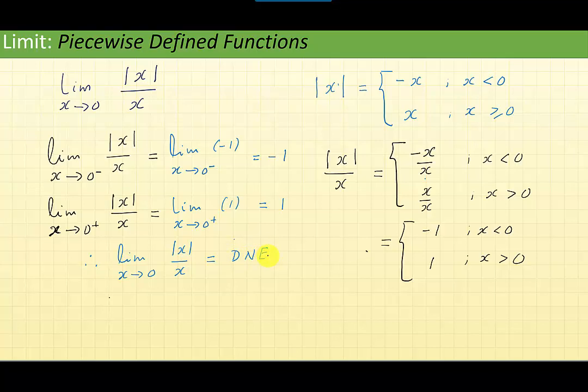Now, if you look at the graph of absolute value of x over x, it is negative 1 when x is less than 0, so it looks like this, and at 0 it is not defined, and it is positive 1 when x is greater than 0. This is the graph of absolute value of x over x. As you see, the left limit is negative 1, the right limit is 1, therefore the limit does not exist.